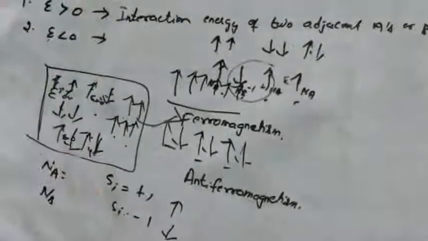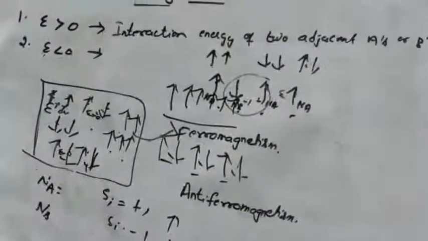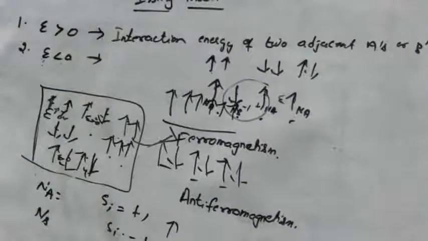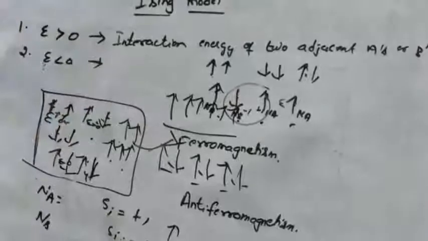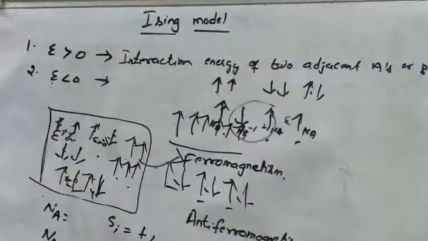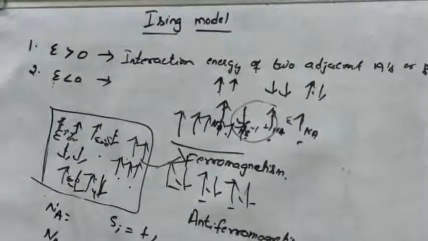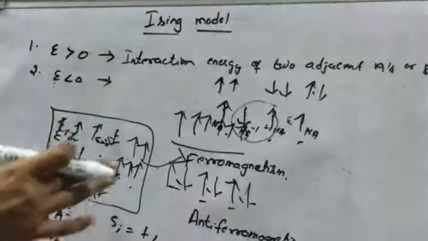In the next lecture, we are going to learn about the Bragg-Williams approximation. In the Bragg-Williams approximation, we consider the Ising model only. Depending upon the spins aligned in the system, we will consider their energy and proceed in the next session.